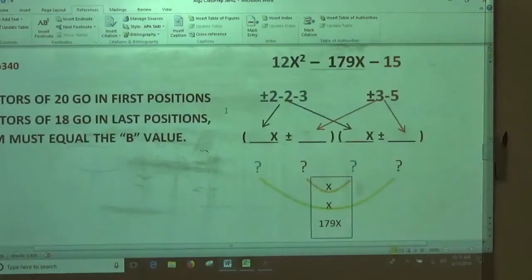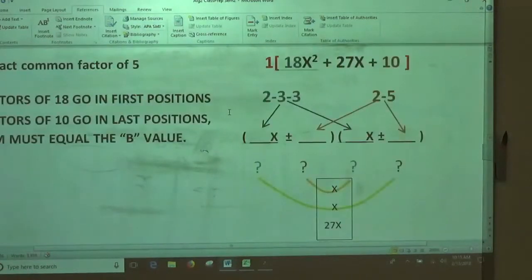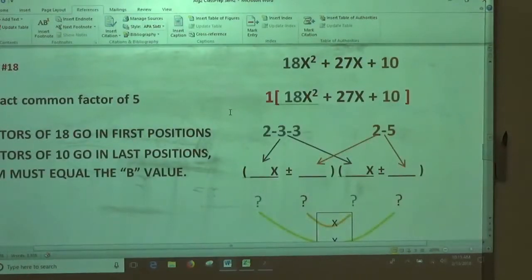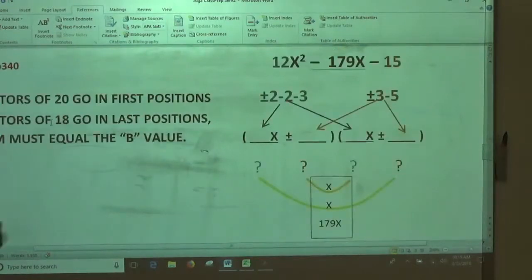Okay, now I got one more that's from your homework. Whoops, no I don't. I thought I did. Oh, this one. This is 340. That first one we did is problem 18 on 340, and this other one was problem 20. I think I said 2. So it's 18 and 20 from your homework.